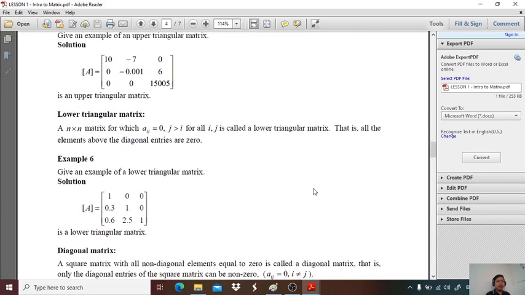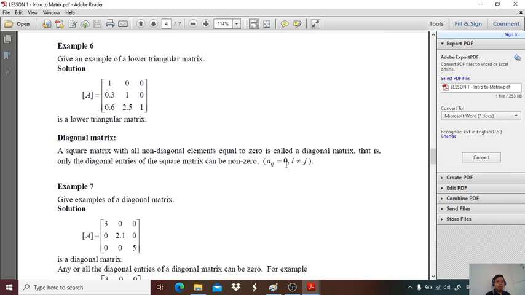Next is the lower triangular matrix. This is the reverse, where j is greater than i, meaning this portion, the 1,2, 1,3, and 2,3 entries, are all 0. That is a lower triangular matrix.